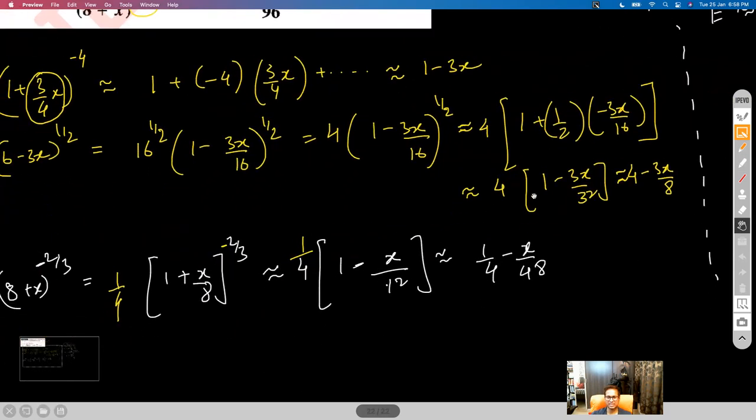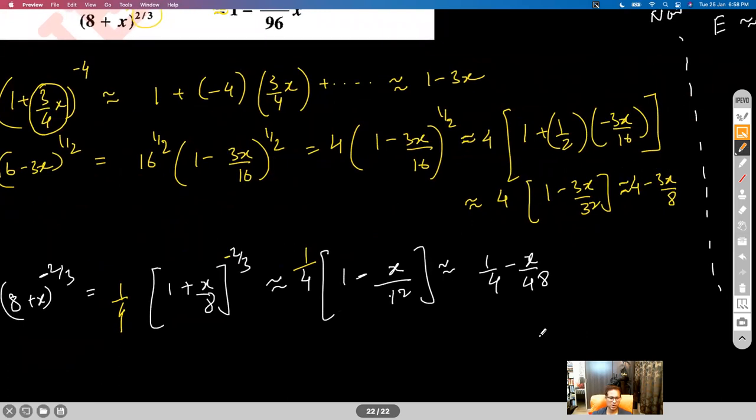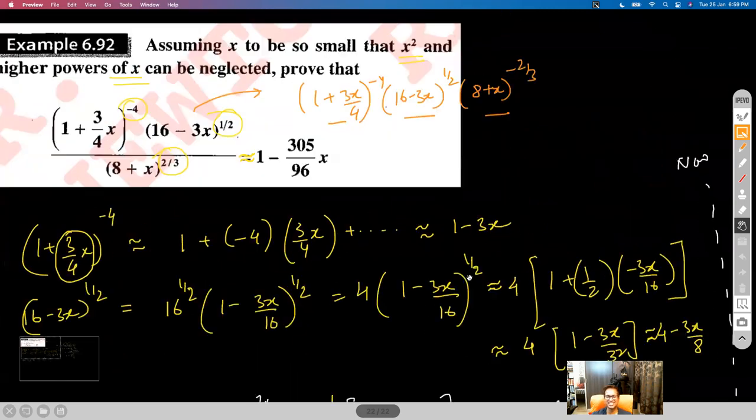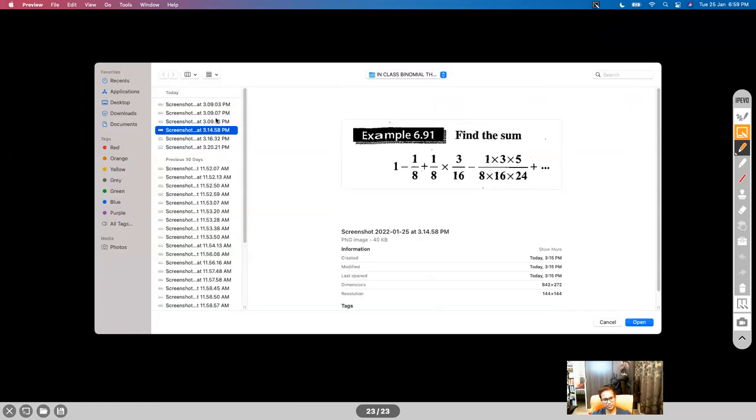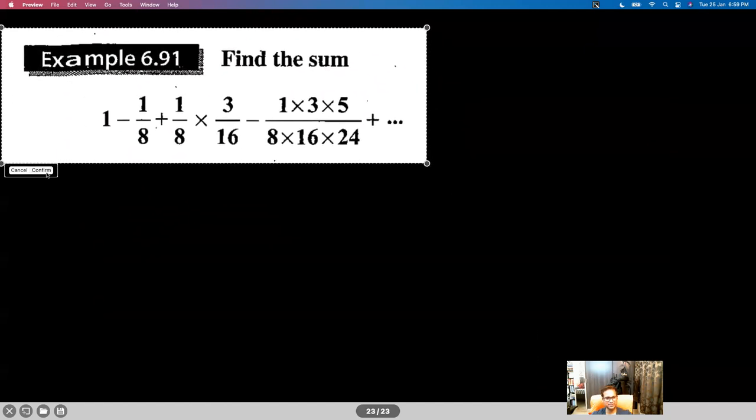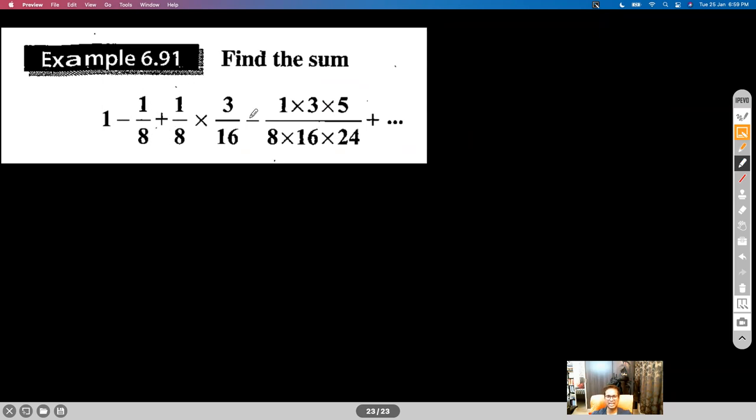You want to have a look at these expansions, please have a look at how I've done it. Fine. Any questions, anybody? No questions. Great. So with this, we move on to another question. Find the sum of this series to infinity: 1 minus 1 by 8 plus 1 by 8 into 3 by 16 minus 1 by 8, 3 by 16, 5 by 24, and so on and so forth.